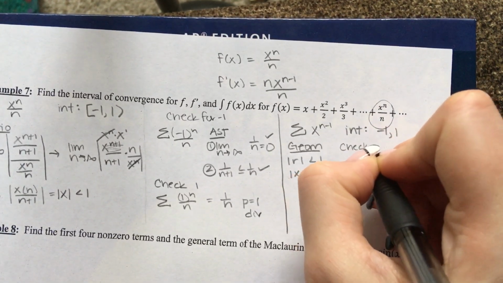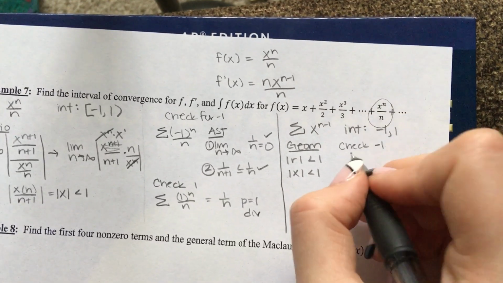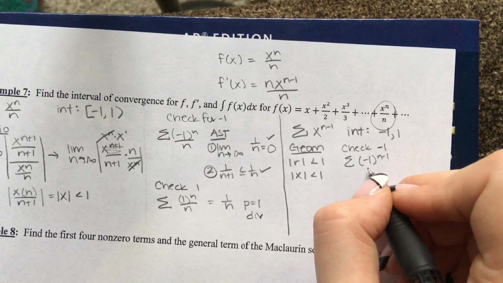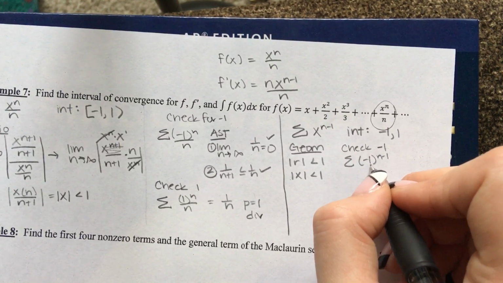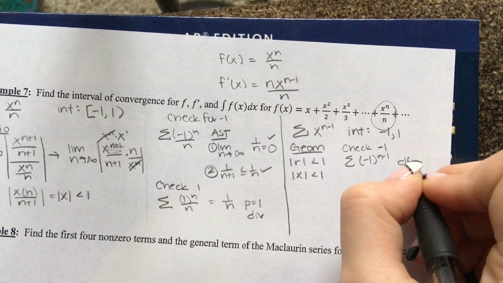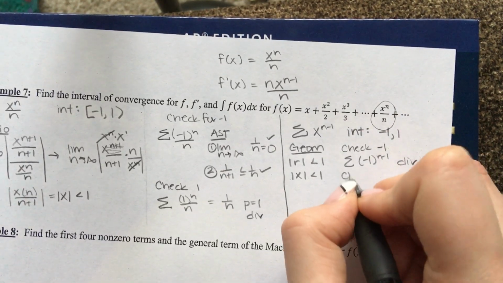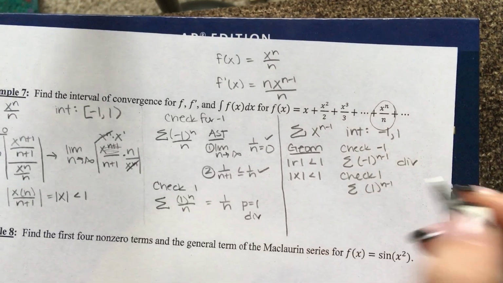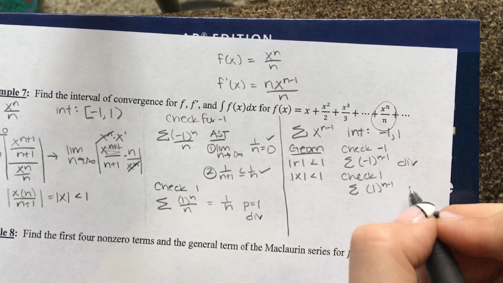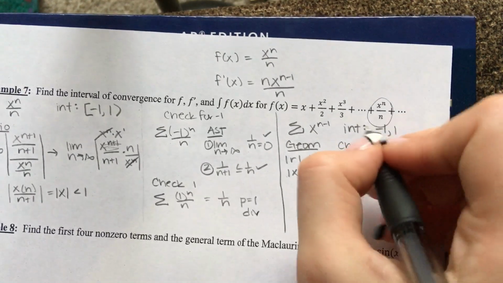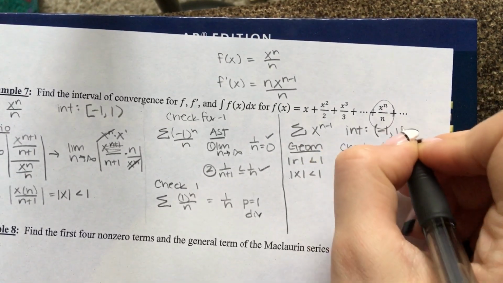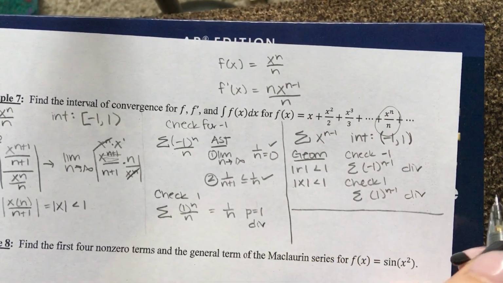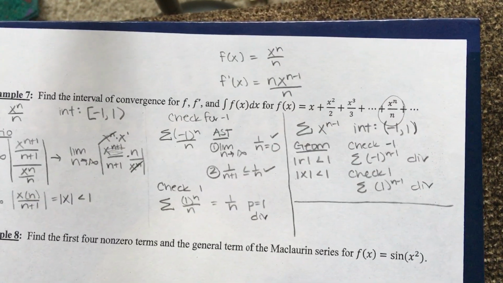I'm going to write my work real small here. So when I check for -1, that gives me (-1)^(n-1). This is a geometric series where the r value is -1, and so that's going to diverge. When I check for +1, and I have 1^(n-1), that's a geometric series where the r value is 1, so again that diverges. So here we're going to say that our interval is from -1 to +1, and we are not including either of those ends.